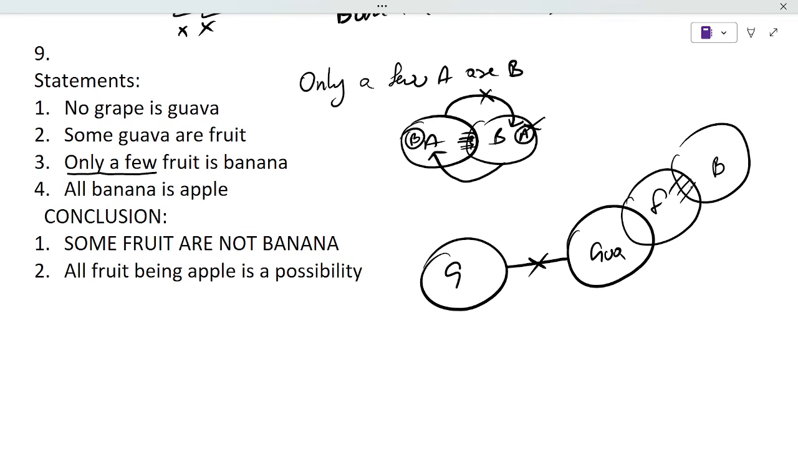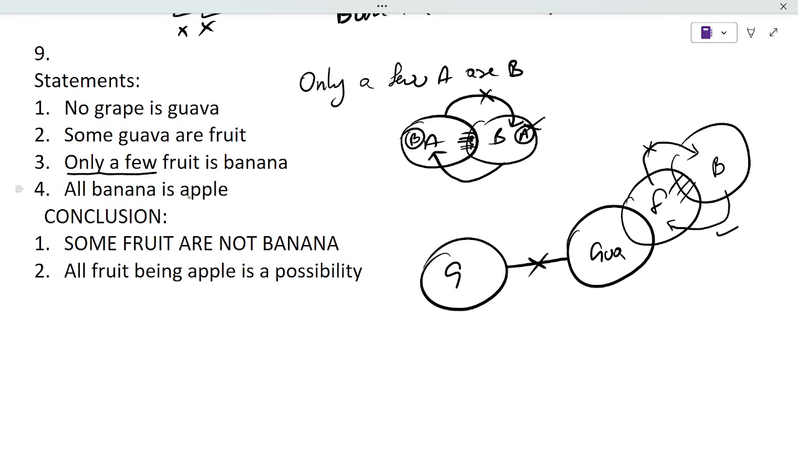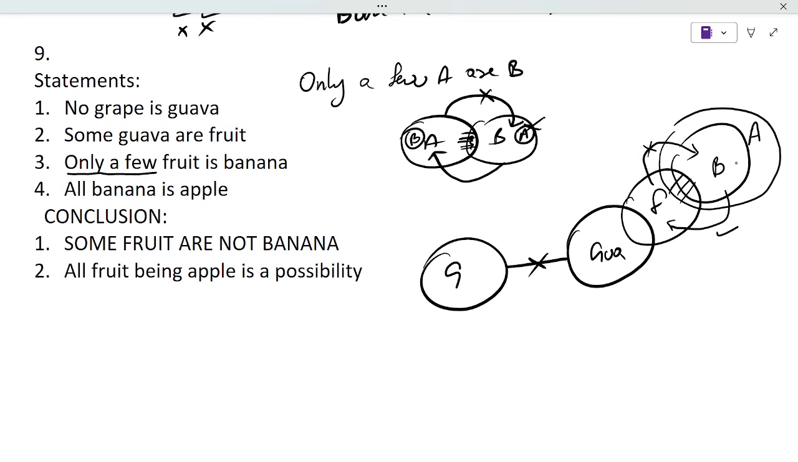Only a few. As I've mentioned earlier, the first person is fruit, and fruit can never go inside the second person. Whereas the banana, the second person, can go inside the fruit. Right. All banana is apple. Banana goes to apple. So that's the given statement again, with the help of a Venn diagram.